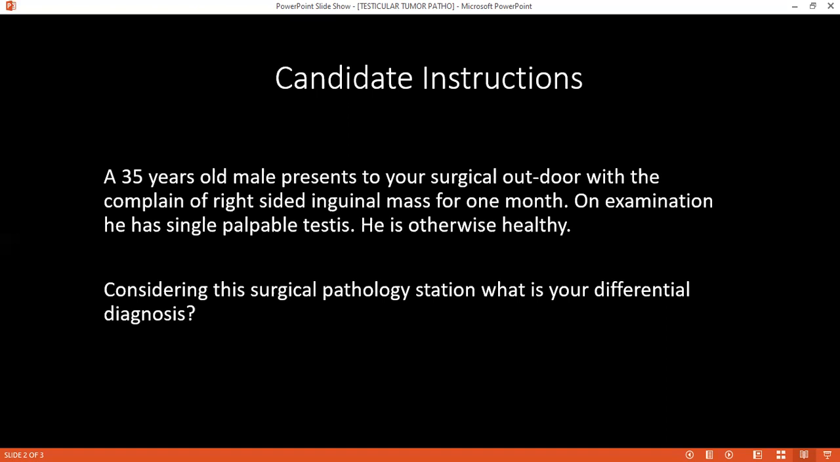Undescended testis is usually undeveloped, whereas ectopic testis is fully developed. Please tell me two more differences. In undescended testis maybe the cord is short, but in ectopic testis the cord is maybe normal.